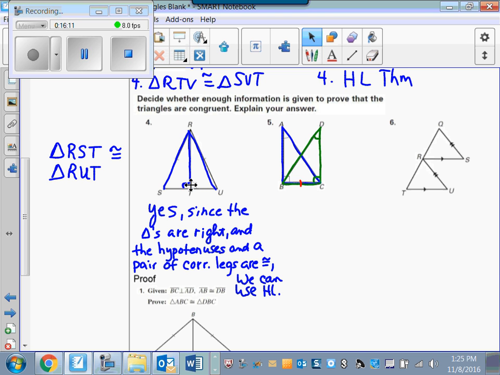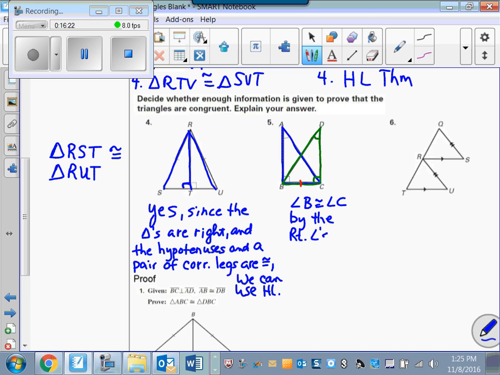What I would have to do is I would have to say angle B is congruent to angle C by the right angles theorem. And I would have to say BC is congruent to CB by the symmetric property, and therefore by angle, angle, side, triangle ABC is congruent to triangle DCB.